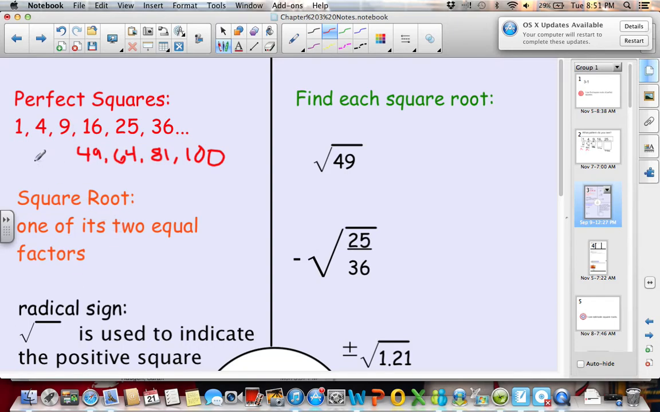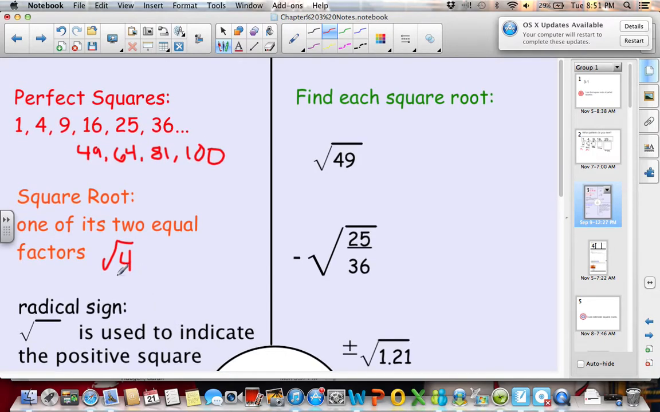Okay, so if we have 4, we want to find the square root of 4. Well, we would use this radical sign. This is called a radical sign. Okay, it's used to indicate the positive square root of a number. So the square root of 4 then equals 2, because 2 times 2 equals 4.